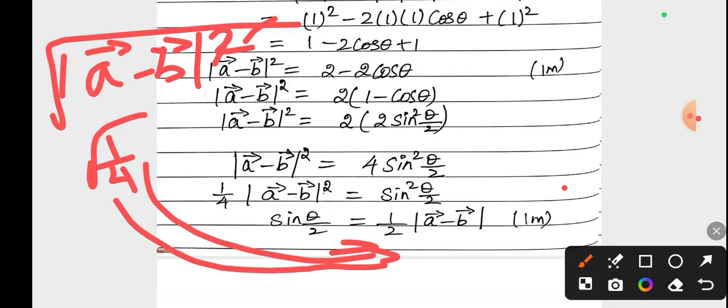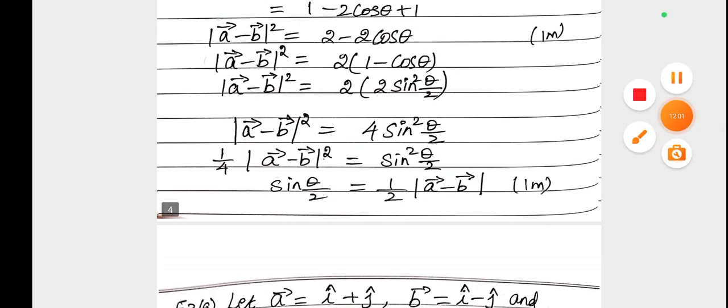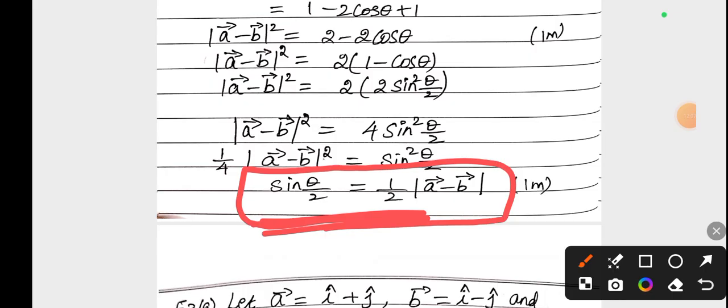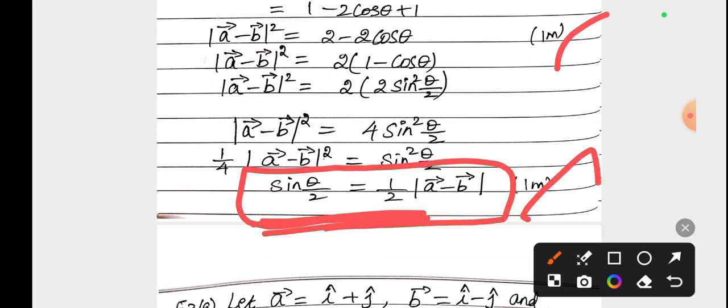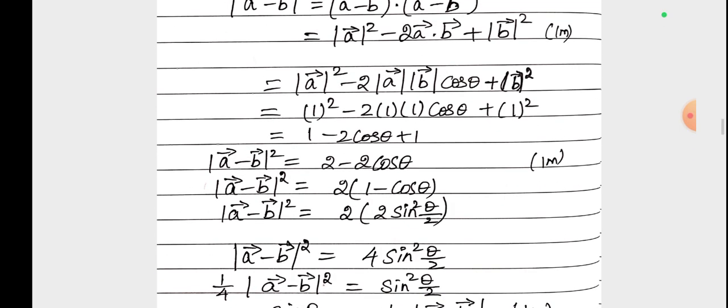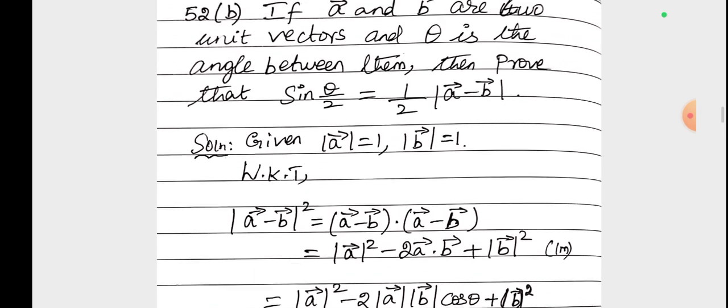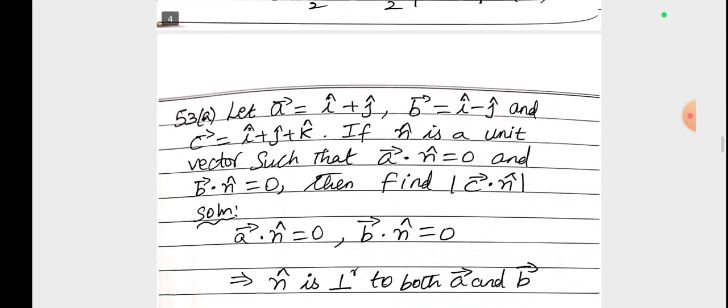We want to just proceed as it is. So multiplication comes here, division, and sin theta equal to half of magnitude of a vector minus b vector. Children, for C, the final answer is 1 mark, and putting that whole square is 1 mark. Then writing that format properly, that is 1 mark. So it's a 3 mark question for your kind information.